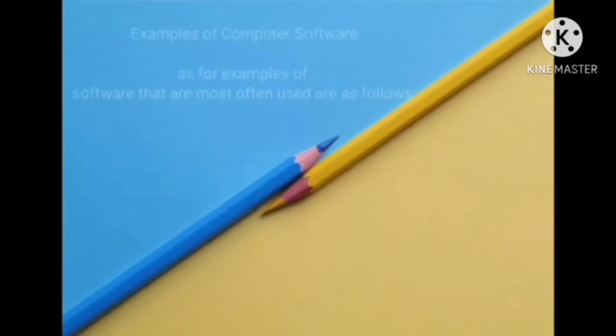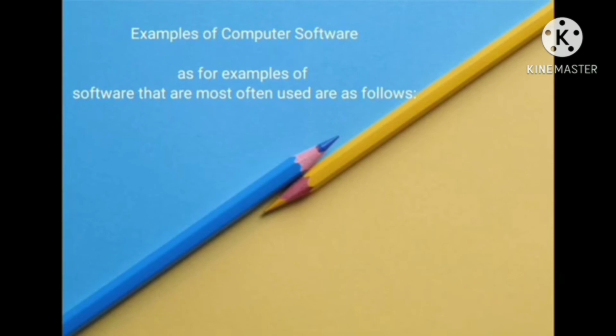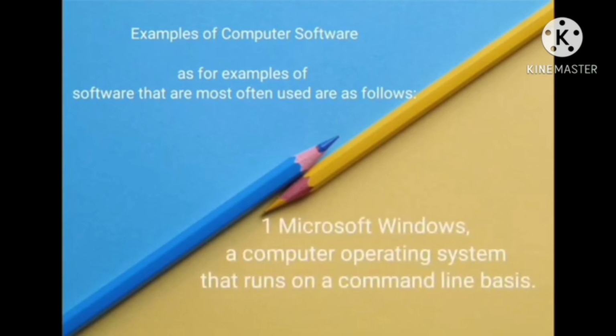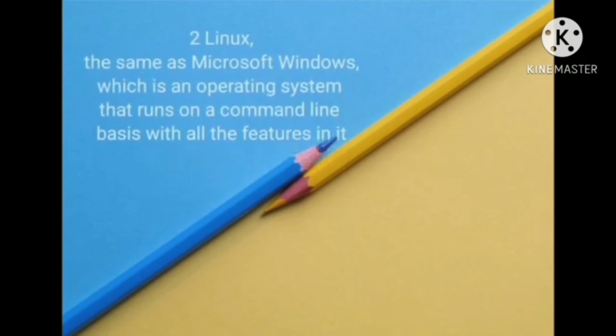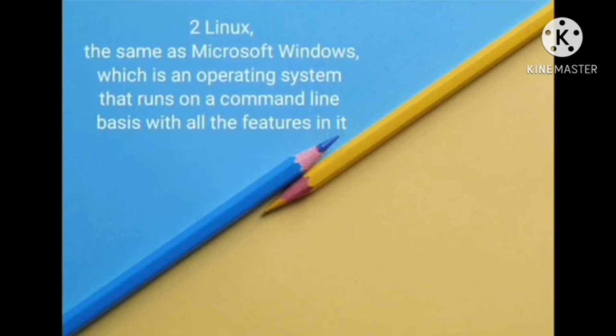Examples of computer software. Examples of software that are most often used are as follows. One, Microsoft Windows, a computer operating system that runs on a command line basis. Two, Linux, the same as Microsoft Windows, which is an operating system that runs on a command line basis with all the features in it.